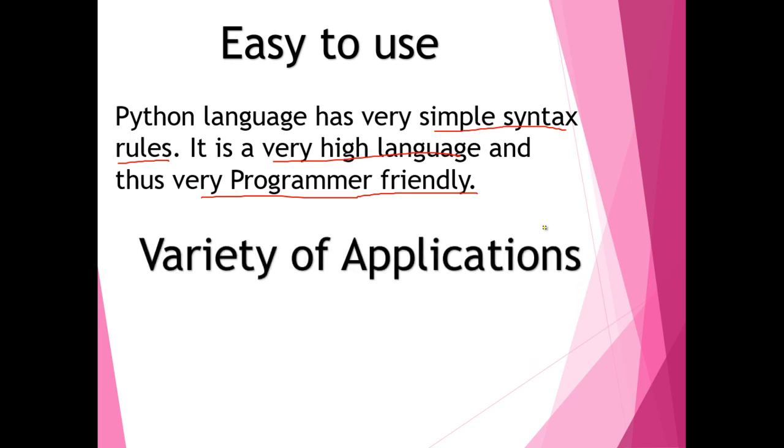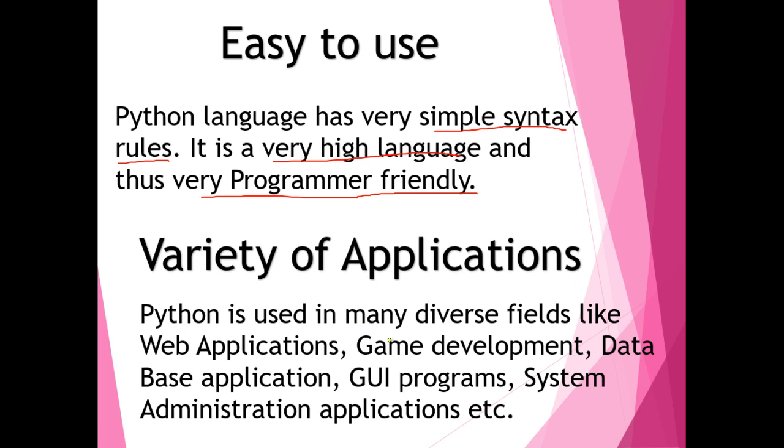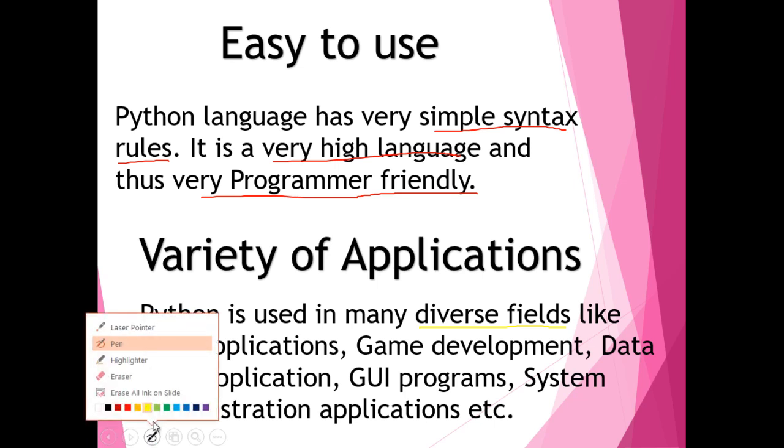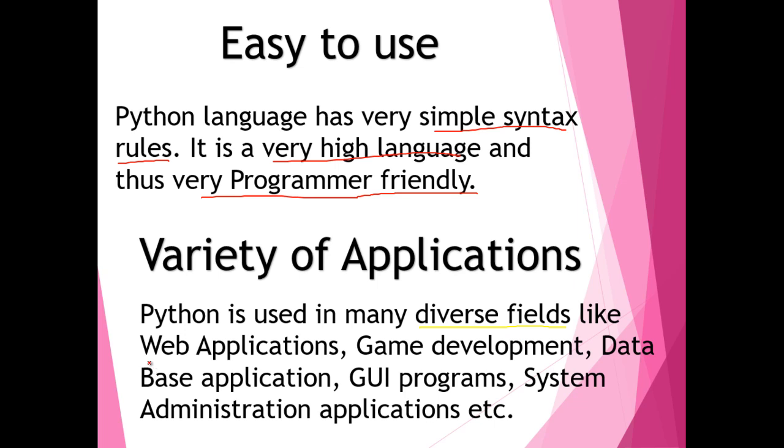Now the last feature is the variety of applications. You know that Python is a very fast emerging language at this time, because Python is used in many diverse fields. What are those fields? Like web applications. Suppose we make websites, and web applications means applications which run on the website. Suppose you make an online payment through a website. That is an application created for the website, and for developing those kinds of applications a language must be used. So Python can also be used for developing web applications.